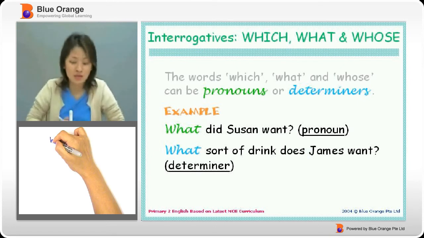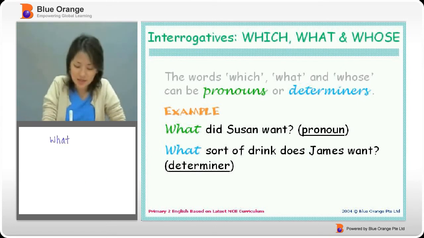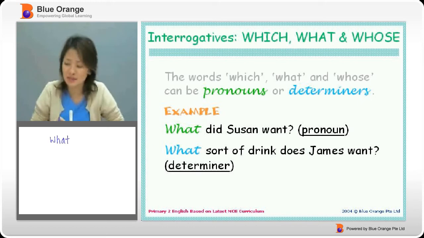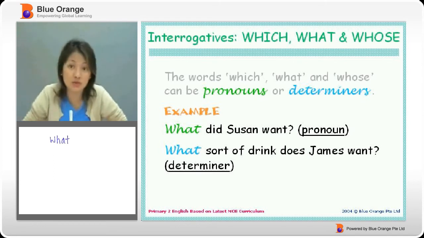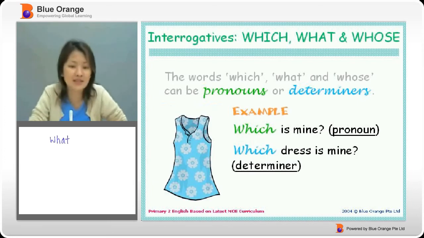Now, for what, sometimes it is indefinite choice. Meaning if I say, what do you want? I'm expecting any answer to come from you. Alright? What drink do you want? Your answer may be coffee, it may be tea, it may be milk, it may be a soft drink. Okay? It may be a shake.